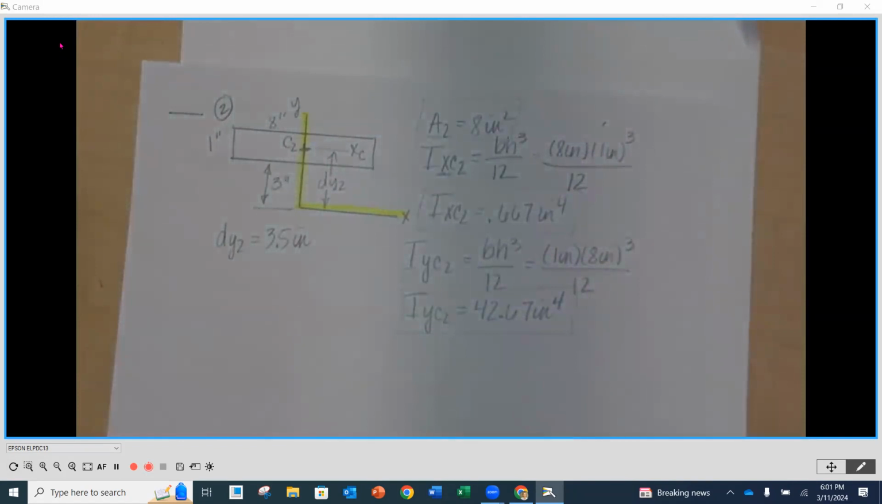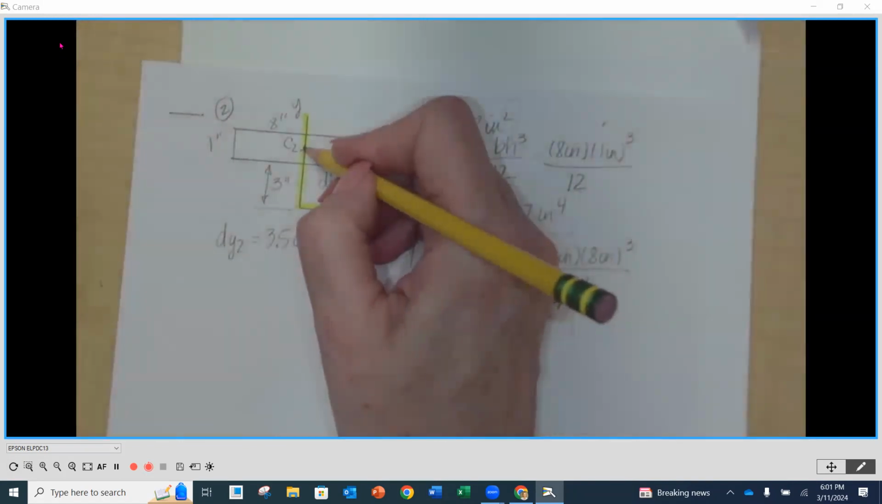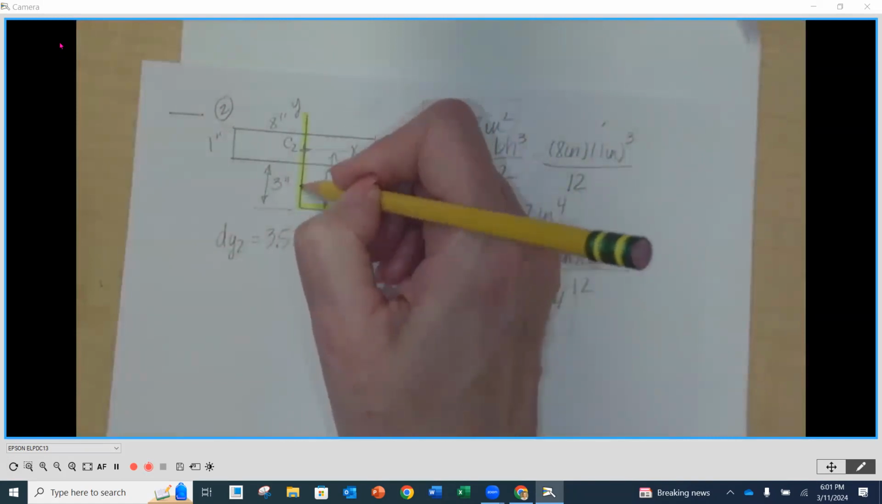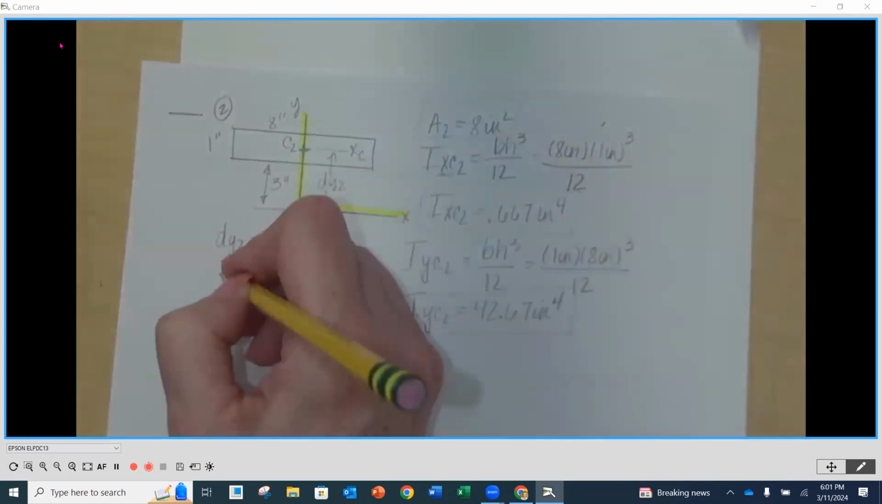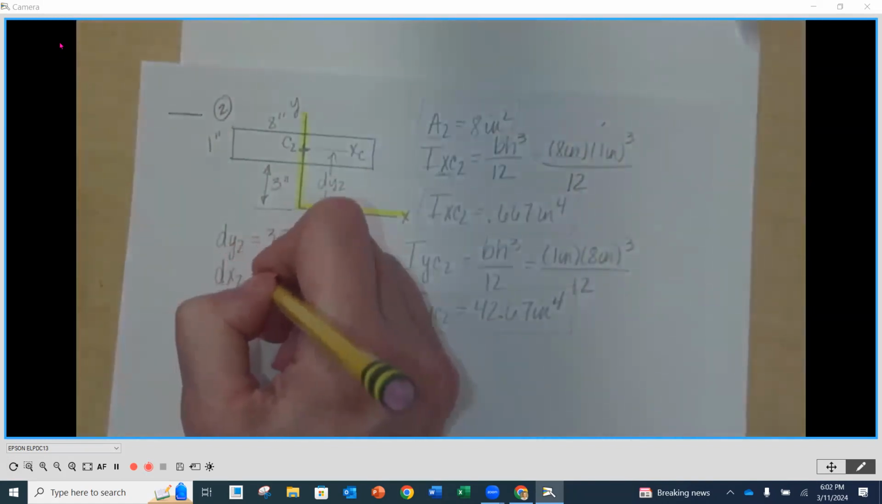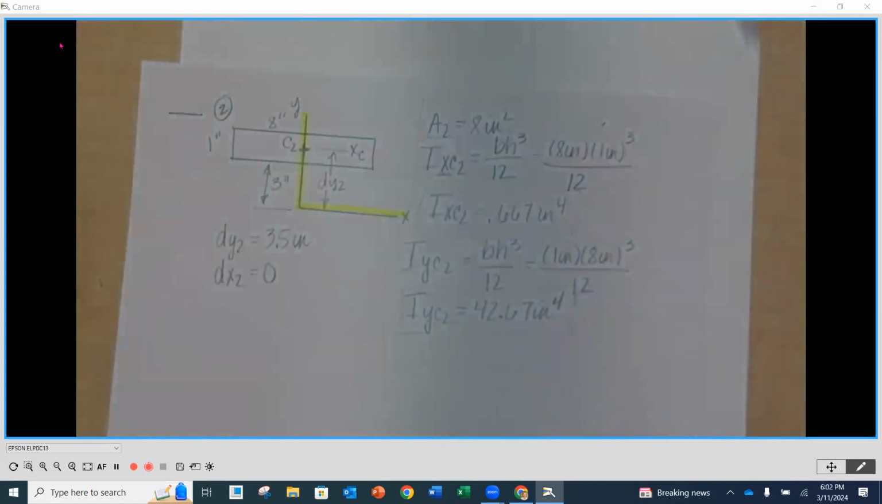Now dx, if we look at the centroid of our shape, it runs through the reference axis. Do you see how dx2 is going to be 0? Because there's no offset. And that's really why we didn't have it earlier for the previous shape.